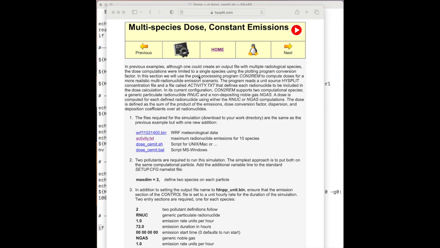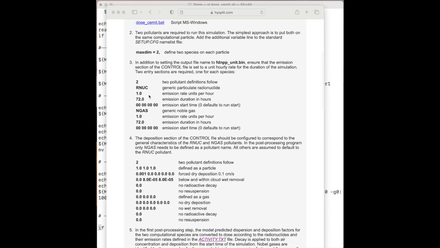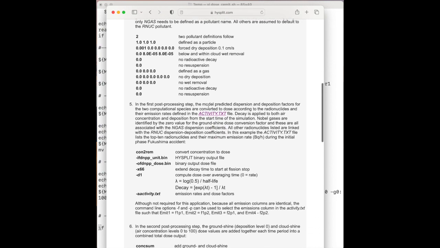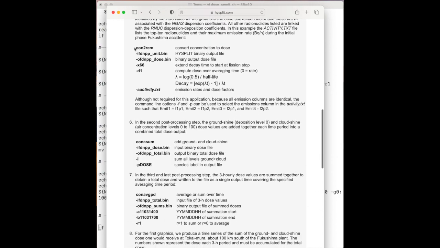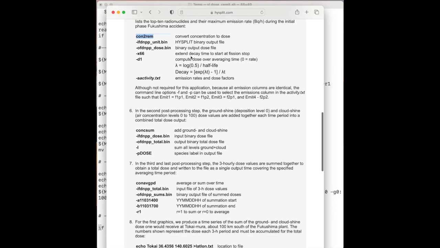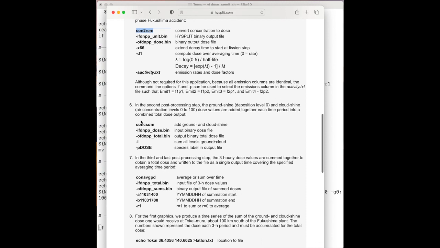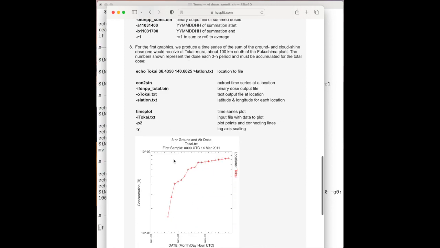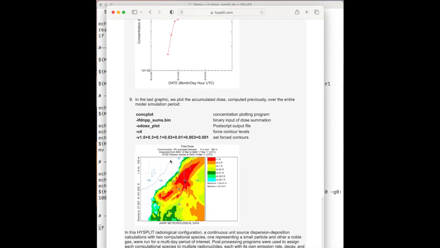In this HYSPLIT radiological configuration, a continuous unit source dispersion deposition calculation with two computational species, one representing a small particle and the other a noble gas, was run for a multi-day period of interest. Post-processing programs were used to assign each computational species to multiple radionuclides, each with its own emission rate, decay, and dose factors, to compute the total dose. In the next section, the multi-radionuclide dose calculation will be expanded to account for a time-varying emission rate.